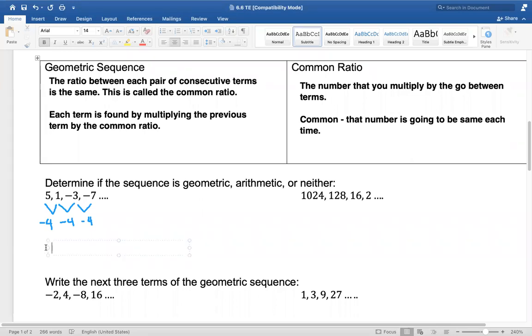And I want you to think back, what do these look like? We graphed these a while ago, right? If we have this constant rate of change, this is like a linear function.